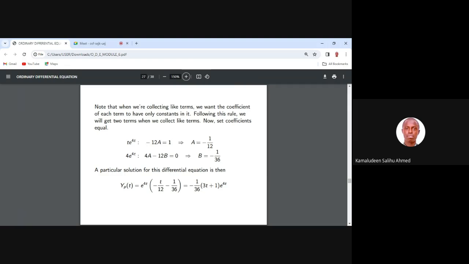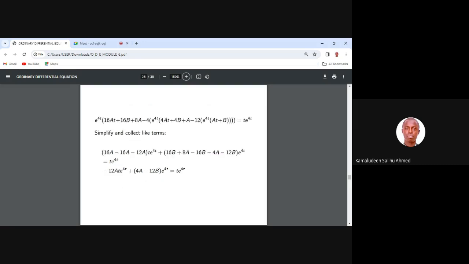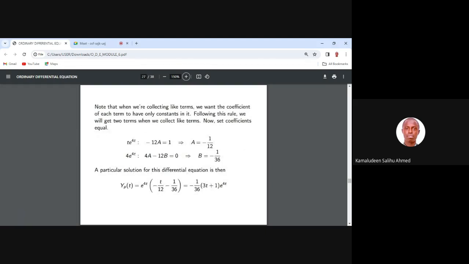So 4a minus 12b is equal to 0, because you don't have exponential 4t standing single-handedly in the right hand side of our problem given to us. So for that reason, you equate it to 0, which implies that what? You know the value for your a, you substitute it down, then from your a, you can get your b to be negative 1 over 36. So you now do what? You now substitute your a and b back into the y of t.